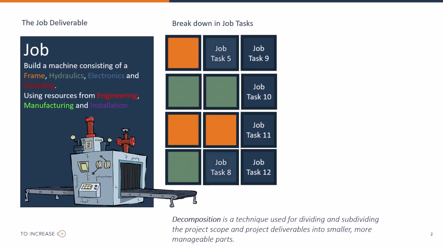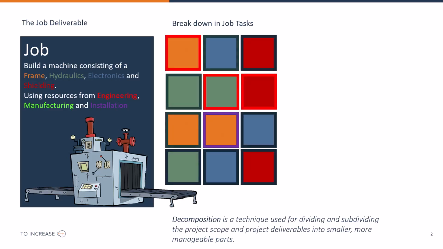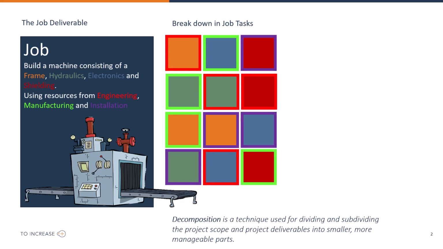Now, each of these packages can apply to different components of the machine. For the demo, I color-coded the frame, the hydraulics, the electronics and the shielding. The same applies to the activities required to realize this project: engineering, manufacturing and installation. This leads to a colorful combination.